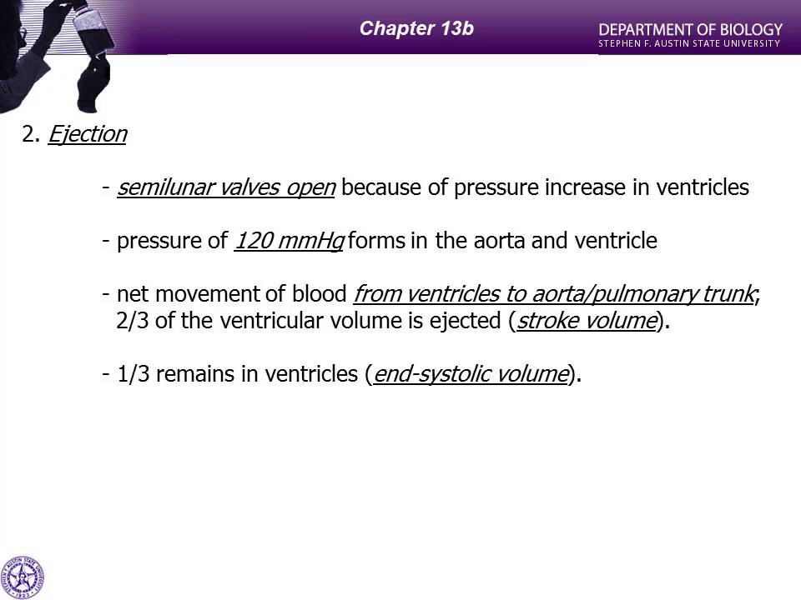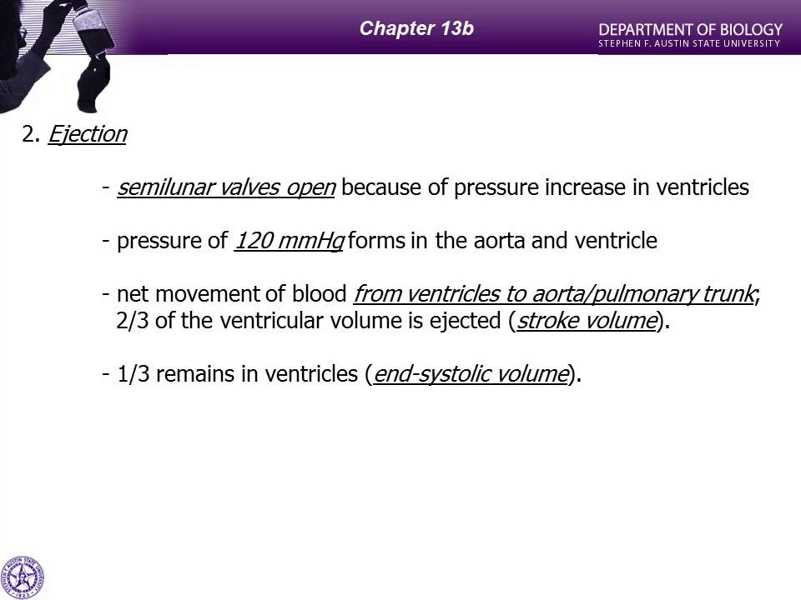Is there going to be any kind of sound when valves open? No, only when they close. So there's not going to be a sound during ejection. But I want you to notice that when the ventricles contract and blood begins to leave, only 2/3 of the blood that's in each ventricle is actually going to be ejected. This is called the stroke volume. 1/3 of the blood that's in your ventricles stays in the ventricles.